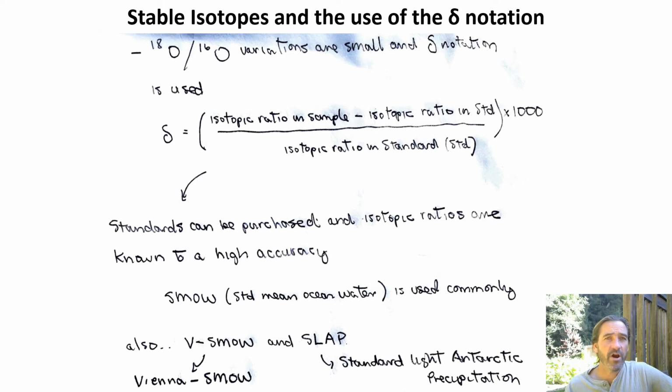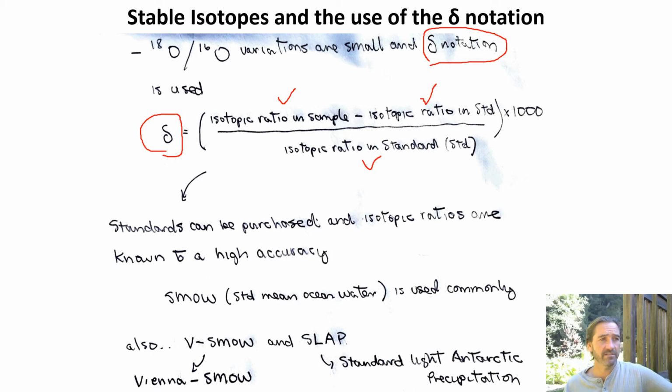And so because the fractionation is so small, the way we measure it is by using this delta notation. And so the delta: we measure the isotopic ratio of the sample, we subtract the isotopic ratio of a standard, divided by that same isotopic ratio of the standard, times 1,000. And that gives us a numerical amount.